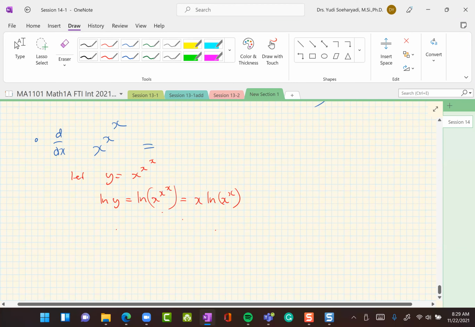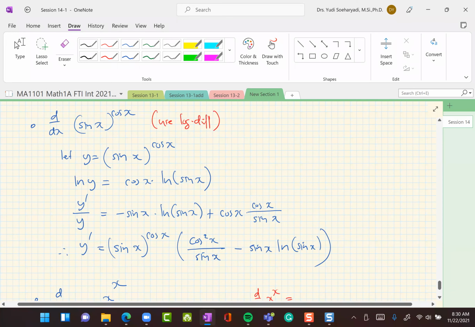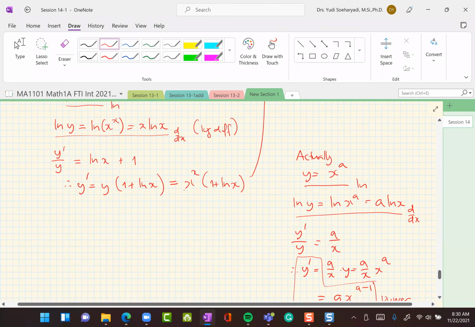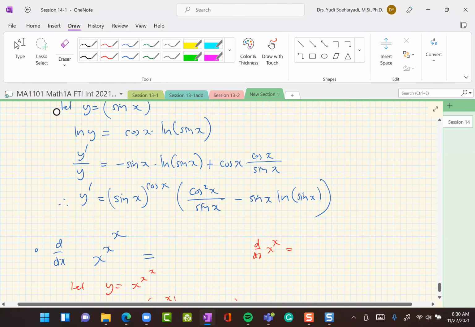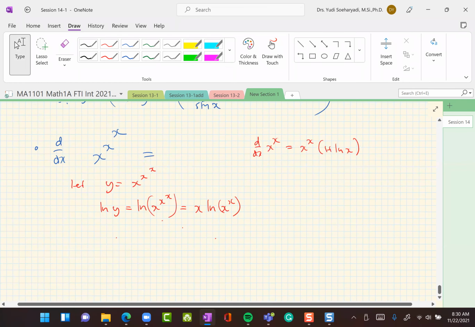Oh, we computed x to the x already. Sorry, the derivative of x to the x is x to the x times 1 plus ln x. So let's just compute this one. This is y prime over y, so this just gives you ln of x to the x.